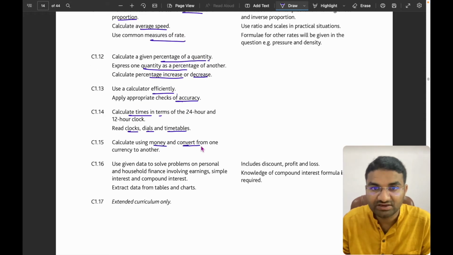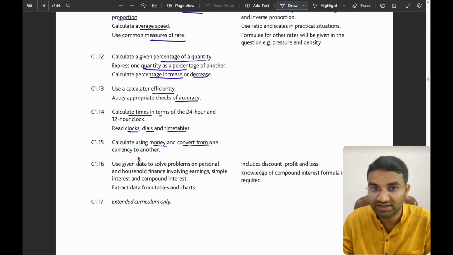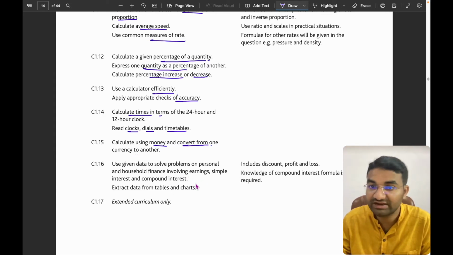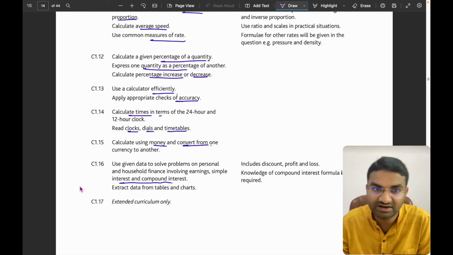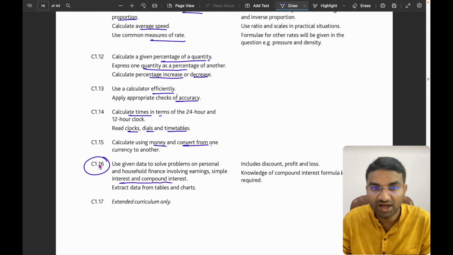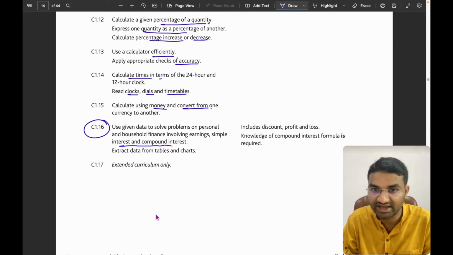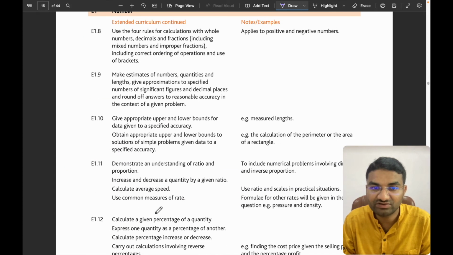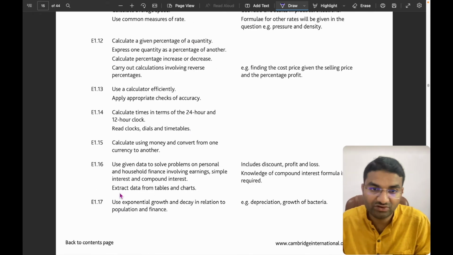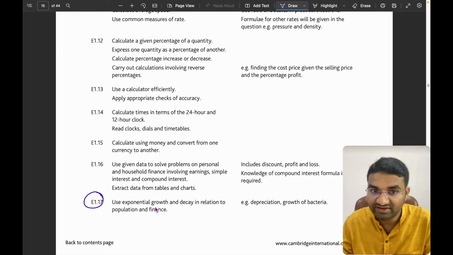Then money, convert from one currency to another currency, then sets of data. Earning, simple interest, compound interest parts are there. So in the number part for a core student, around 16 topics are there. And for extended students, it's an extension of all these things. Here up to 17 topics are there.